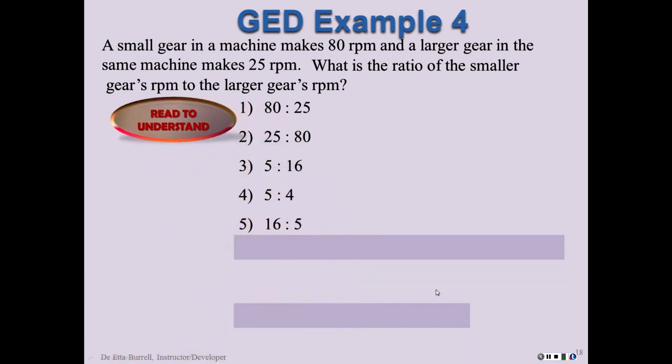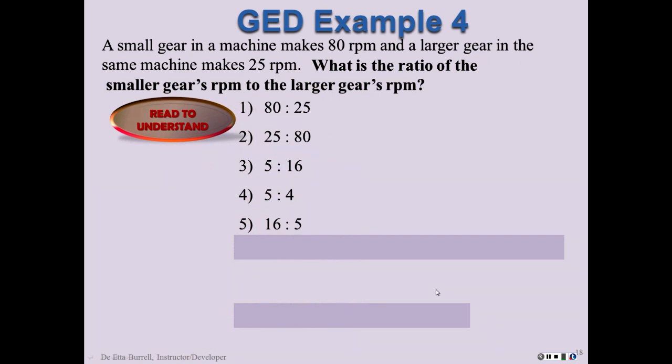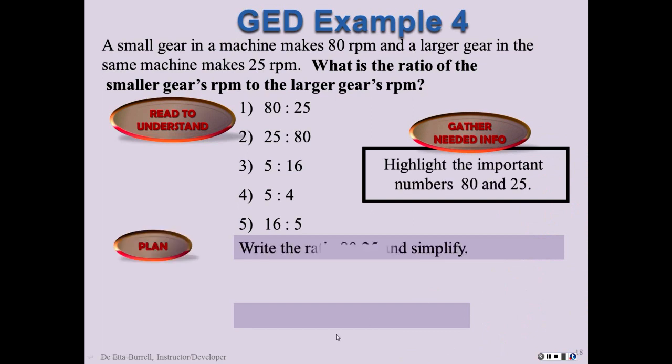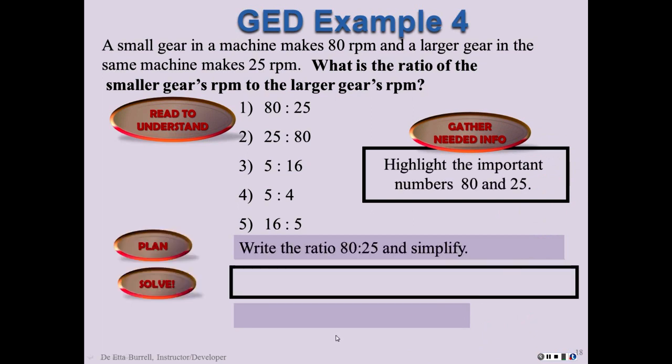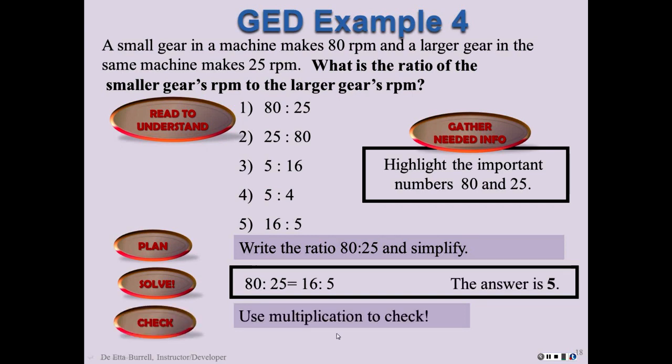So we needed to put 80 first and then the 25. And then once you reduce it by 5, you get 16 to 5, right? Do you guys understand how you have to read this carefully? Do not create your own question. It's so easy to do. I do it too. I'm guilty too, okay? Slow your roll. Focus on the question that's right there. Answer the question before you. Do not create your own question. It's easy to do.